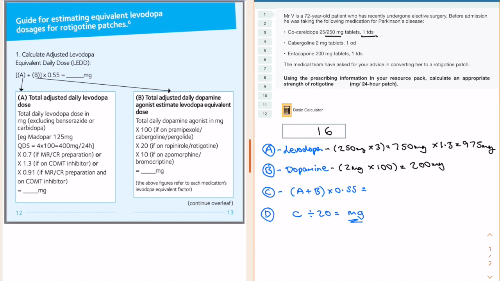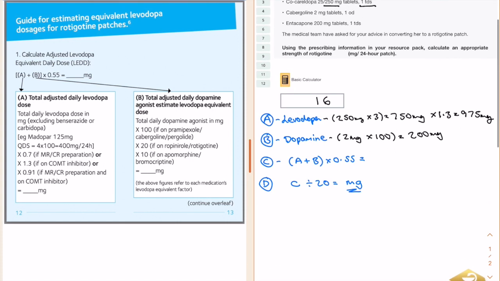Now that we've done that, we can move on to stage 3, which is C, which says add A to B and times it by 0.55. So you're going to do on your calculator 975 plus 200 times by 0.55.